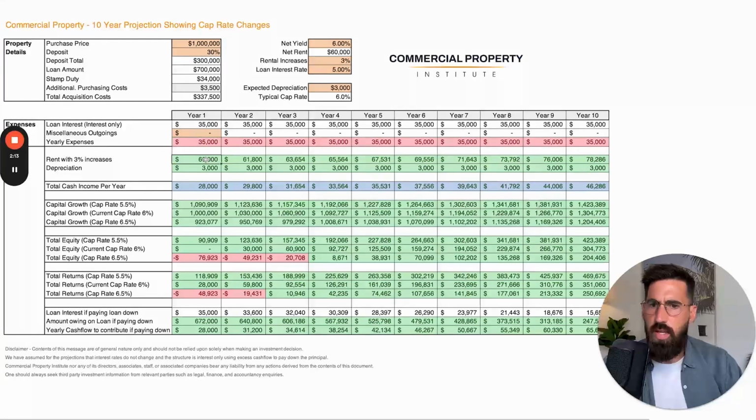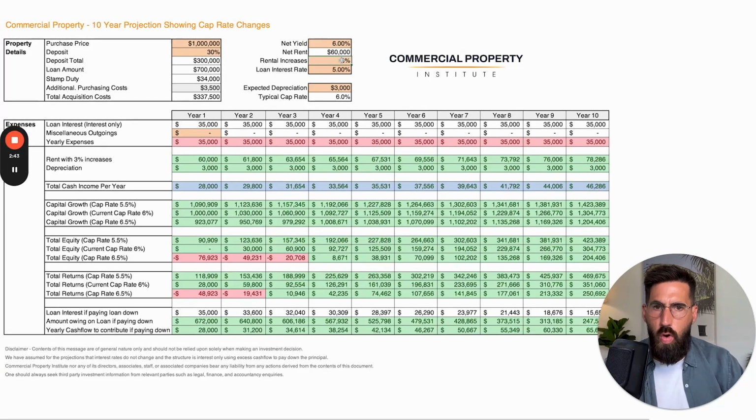The first year, you're going to get $60,000 net rent plus $3,000 depreciation, which works out being a cash flow of $28,000 per year. Where this forecast is year after year, the rental increases at 3% actually increase the cash flow because that $60,000 is increasing by 3% per year. So you can actually see in 10 years' time, the $28,000 is no longer $28,000. It's actually $46,000 per year.